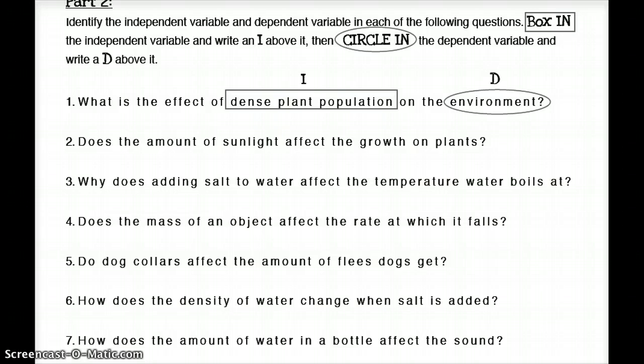Whenever you're looking at this, every question has two parts. Easiest thing to do is go through, identify the two parts, and ask yourself, which one are we actually measuring? And which one are we changing? The one that you change is independent. This is what you change. The one that is being measured is the dependent.